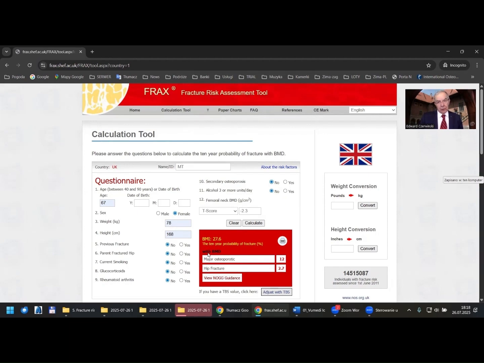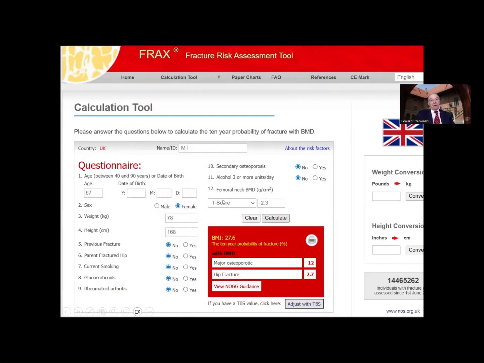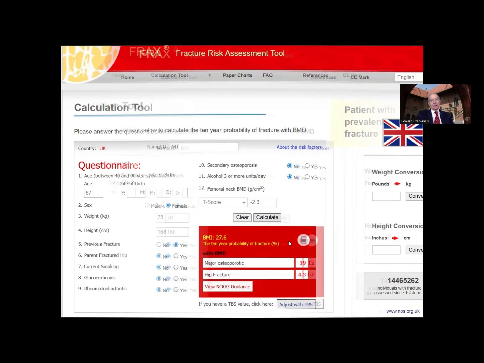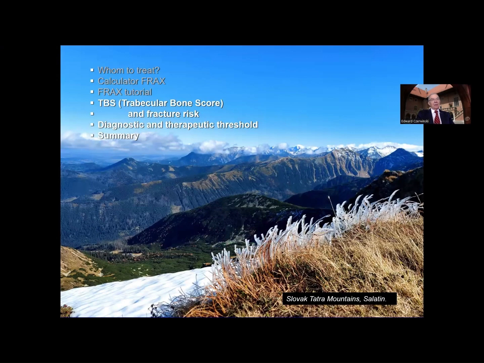She has a major osteoporotic fracture risk of 12%, and hip fracture 2.7%. Thus, we ended with the calculation that this lady has a major fracture risk of 12% and hip fracture 2.7%. But if she has a previous fracture, her risk immediately rises up to 19%. So that was it, traditional FRAX.